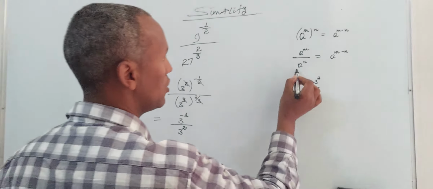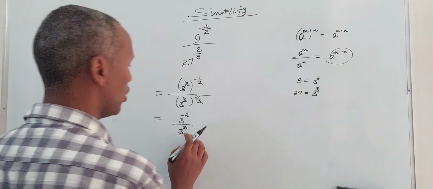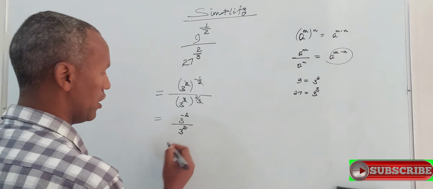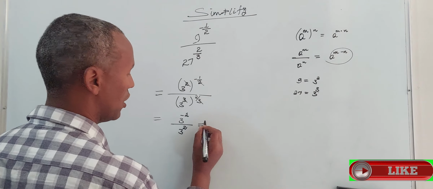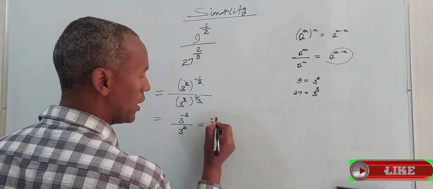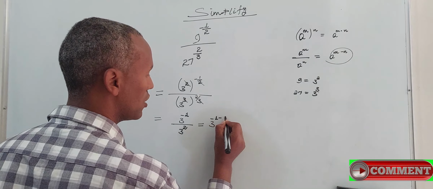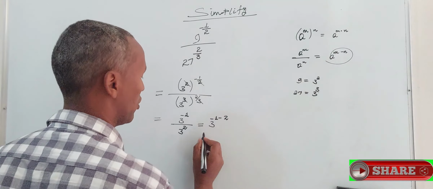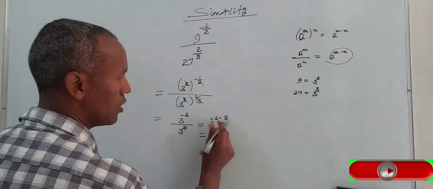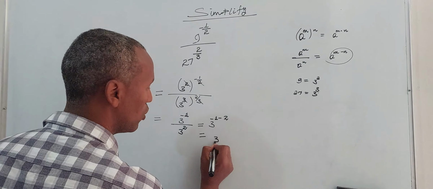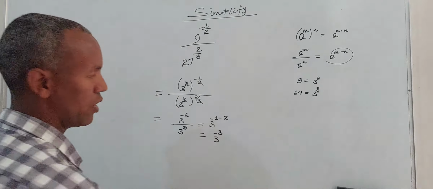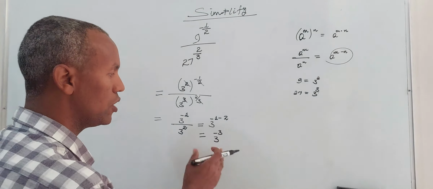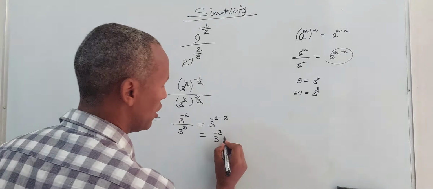Then, using this rule, you move the denominator to the numerator. So 3 to the power of negative 1 minus 2, based on this rule. Now you just add these, so you will get 3 to the power of minus 3. That is basically the answer, but you still need to simplify this exponent.